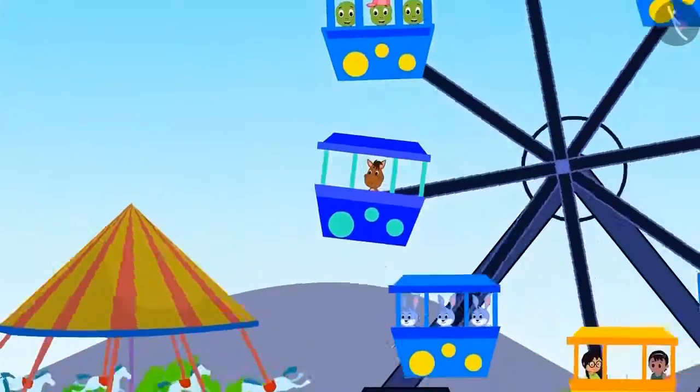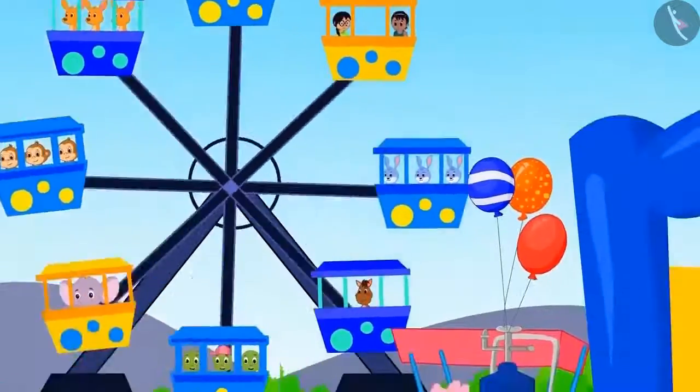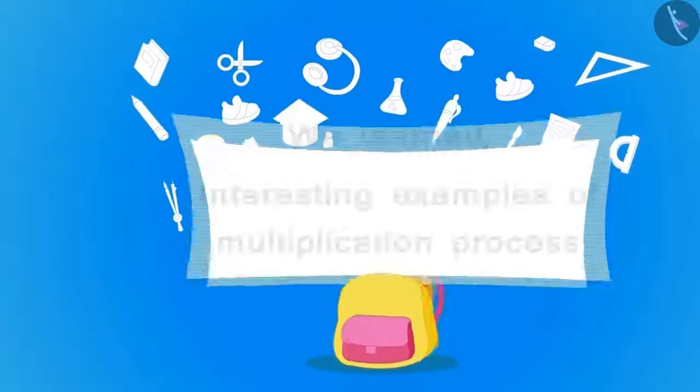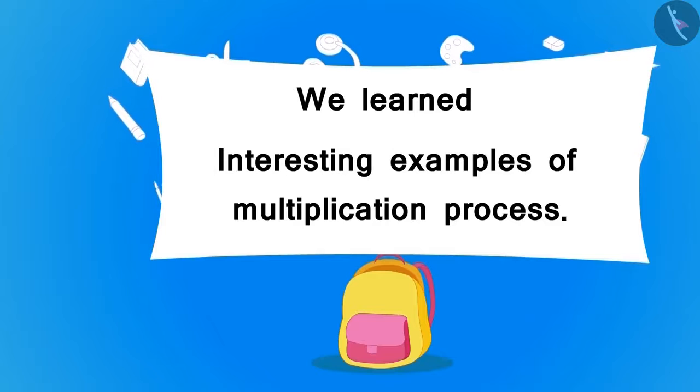Raju and Bablu and their friends had a lot of fun at the fair. Children, in this lesson we have seen some interesting examples on the process of multiplication. In the next video, we will see some common mistakes we make in the process of multiplication.